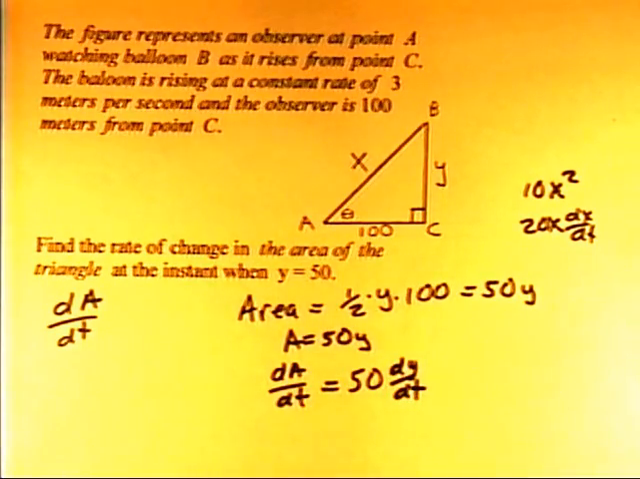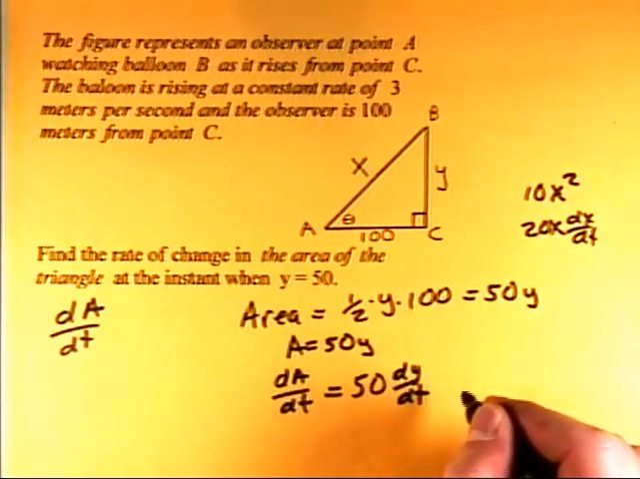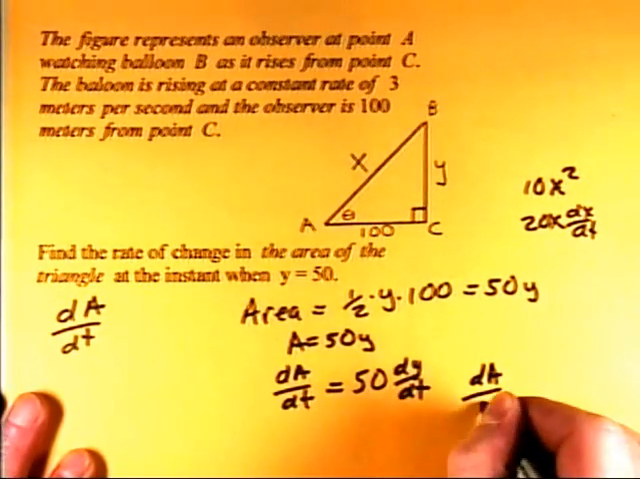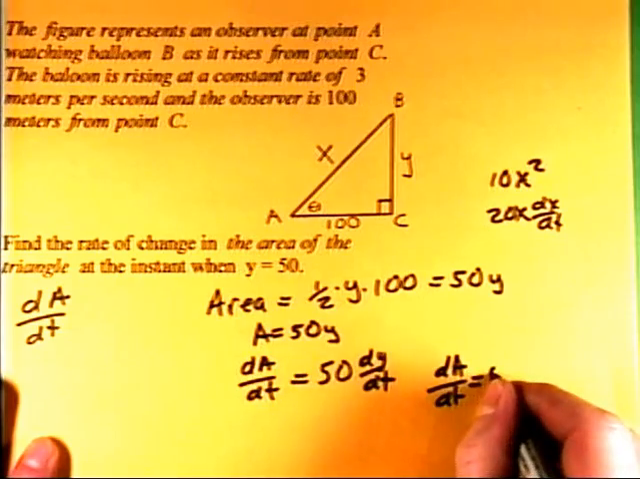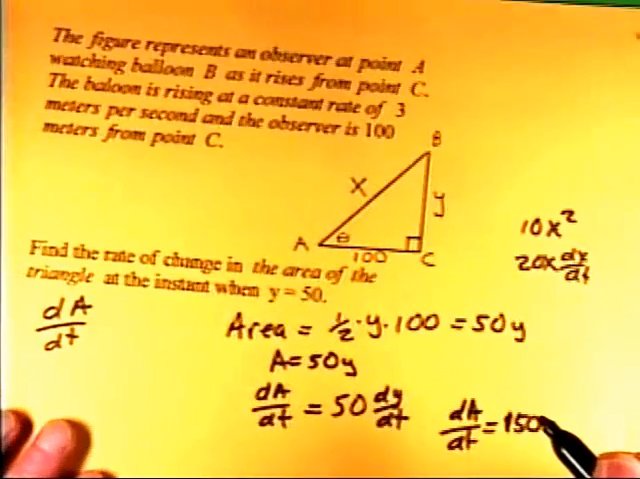And what is dy/dt equal to? Well, it's going up at 3 meters per second. Right, so y is changing at 3 meters per second. So the answer is 3. Yeah, that's right. So it's 150. What are the units?